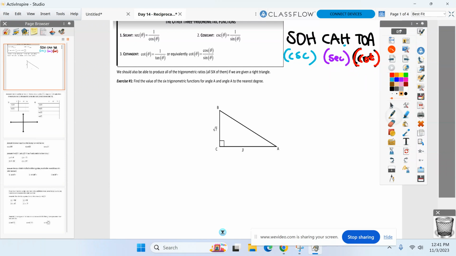Let me show you how this all works now. Here's my right triangle. I want to find all 6 now: sine, cosine, tangent, and the 3 new ones I just showed you, using this diagram. We're going from angle A, so make sure everyone knows we're looking at angle A here. Let's start with sine of A.